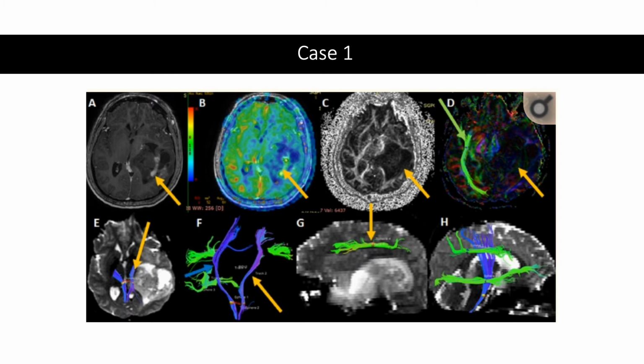The FA map showed a decreased value, indicating infiltration and destruction of white matter tracts. The color-coded map showed complete disruption of the white matter tracts of the IFO fibers, and the 3D fiber tractography showed intact left CST close to the lesion. The left CST was shown to be compressed and deviated medially by the mass lesion. And once again, these are shown next to normal tracts for comparison.